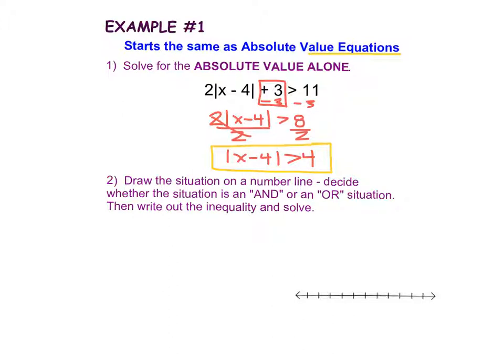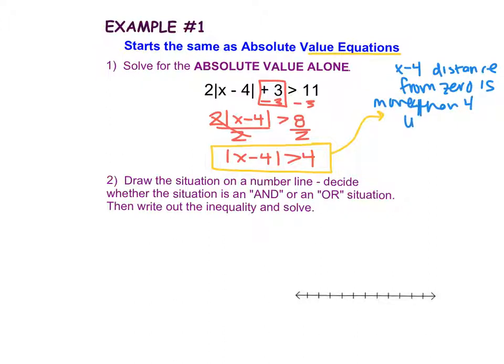So I'm going to draw a little sketch over here, and we're going to talk through exactly what this statement is saying. This is saying that |x − 4|, its distance from 0, is more than 4 units from 0. That's what that is saying. We are more than 4 units away from 0 when we have x minus 4, whatever it is.